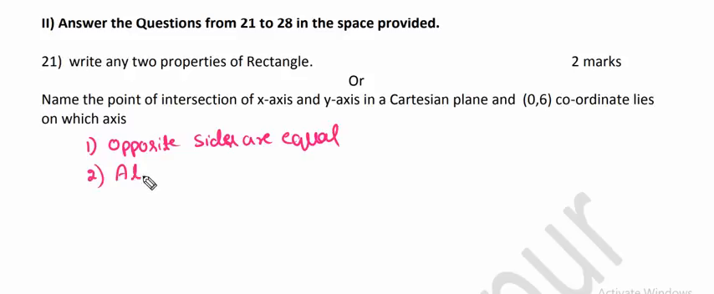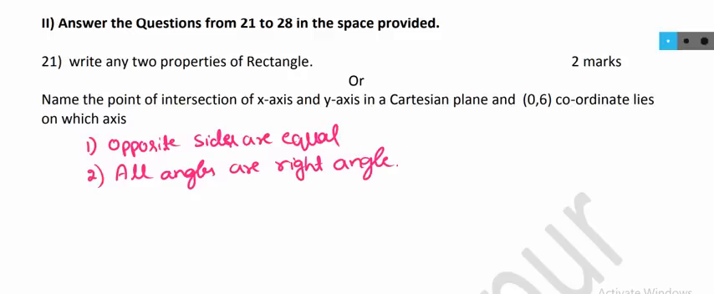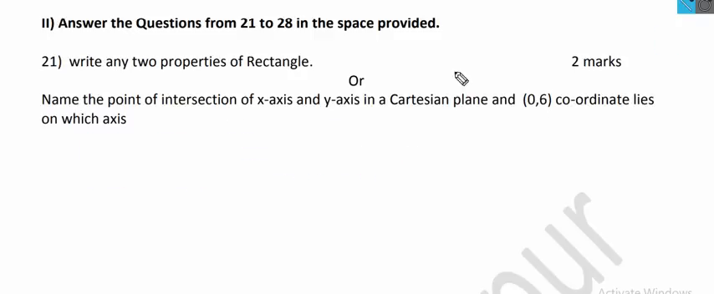all angles are right angles, that is all angles are equal to 90 degrees, so therefore all angles are right angles. So these two are the properties. You have to write any two properties of the rectangle. So now we are going to another question.